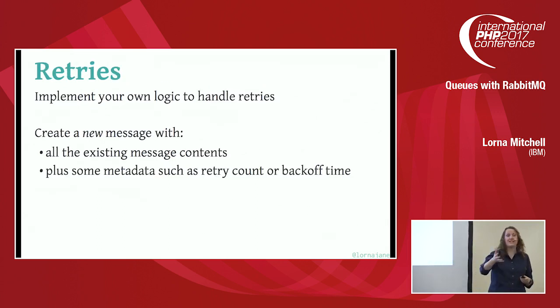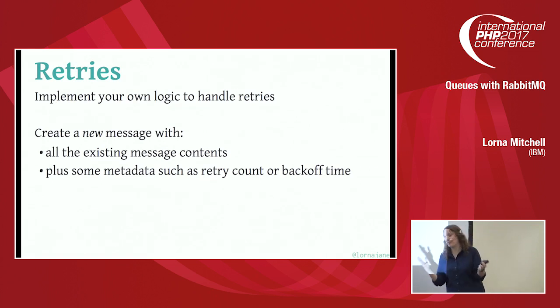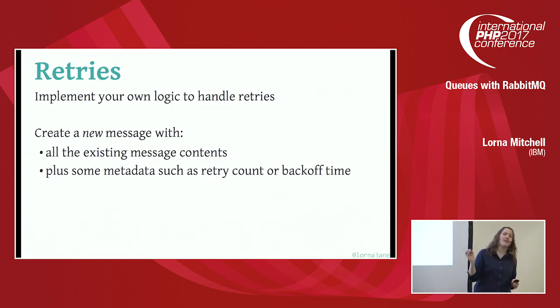What Rabbit doesn't have is any way of retrying, of having a concept of this, that we've already had a problem with this message. It's not very hard to implement it by yourself. The most important thing you need to know is that the messages cannot be changed. So we can't add retry information to our RabbitMQ message.